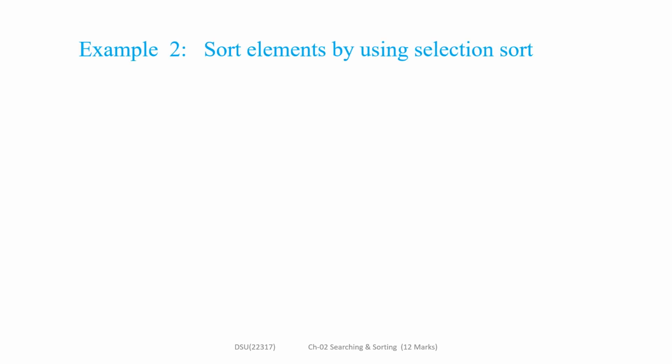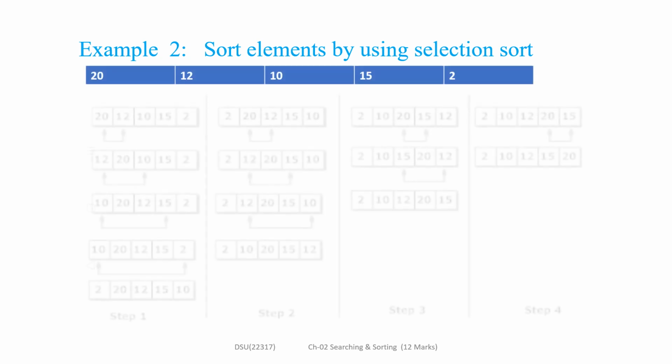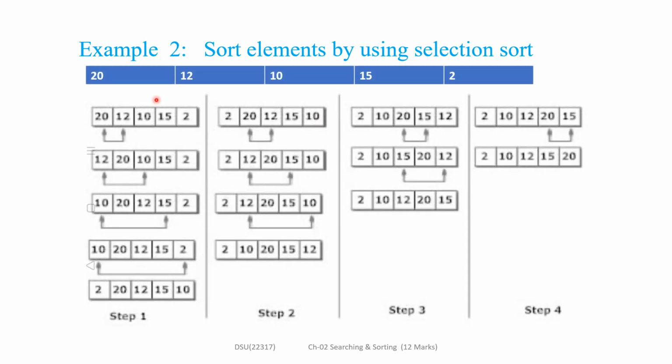Now we will see another example of selection sort. See, this is 20, 12, 10, 15 and 2. In pass 1, the first element is compared with the other elements. Means 20 is compared with 12, then with 10, then in the next step with 15, then the first element is compared with the last element. Means we have to remember that in pass 1, the first element is compared with the next elements.